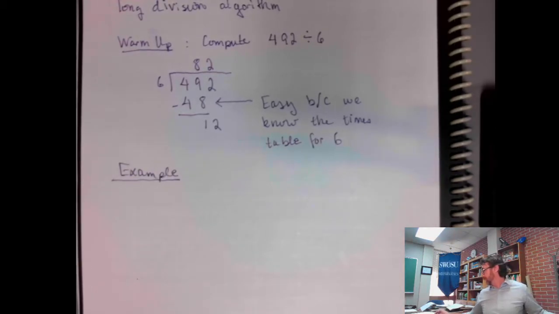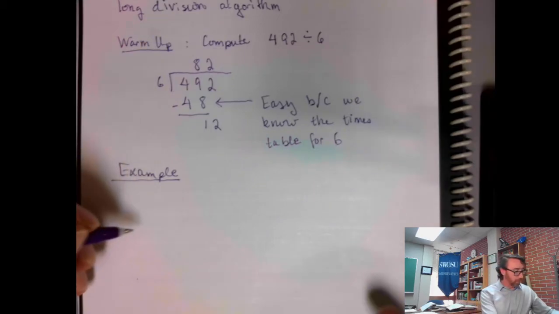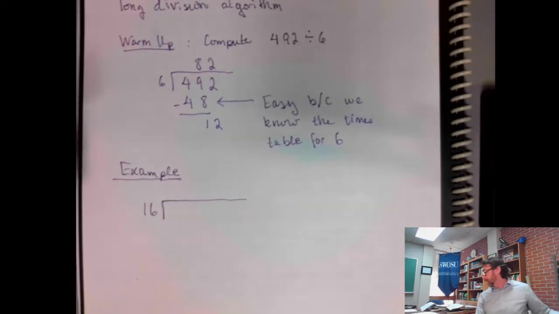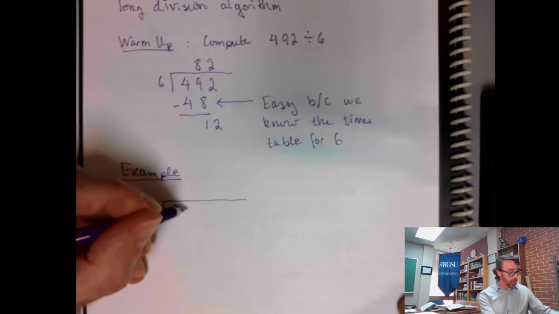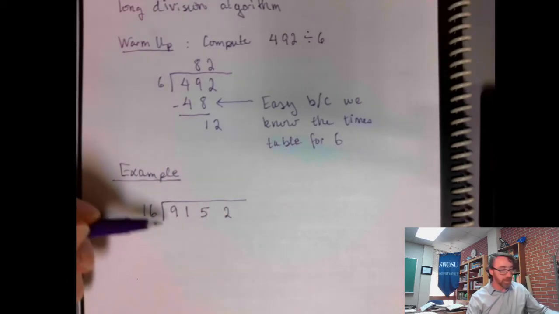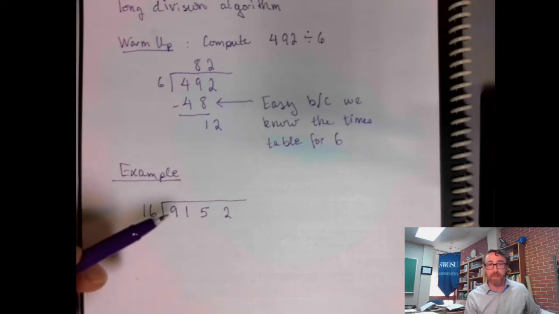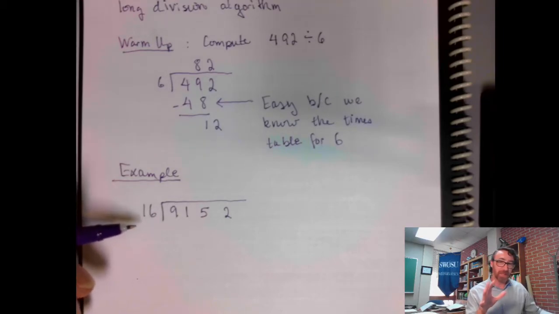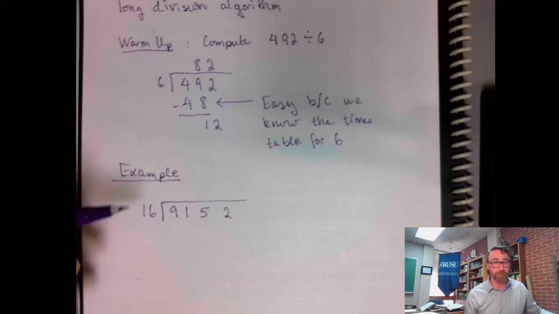Okay, so in this example, what I want to do is 16. So that's a 2-digit divisor, and I'm dividing it into 9,152. Okay, so 16 is my divisor and 9,152 is my dividend. So in grade school I never learned my times table for 16. So it's kind of handy if I estimate with kind of a nice number for doing multiplication.